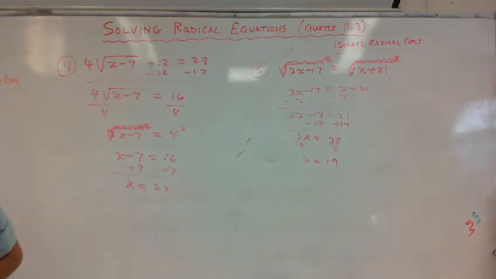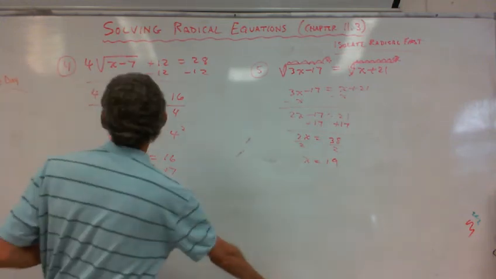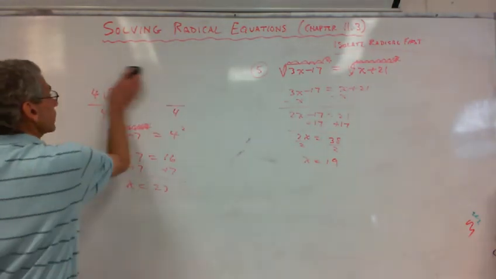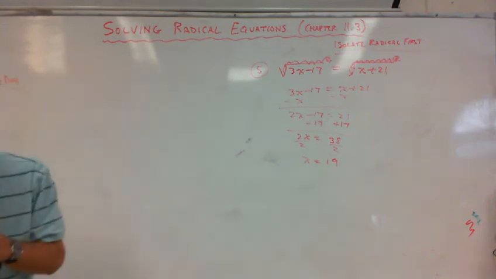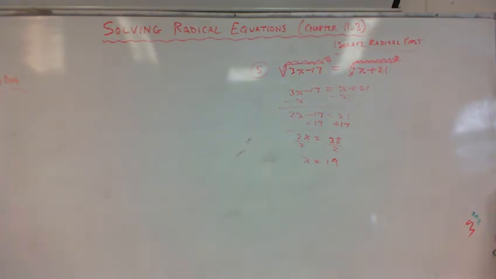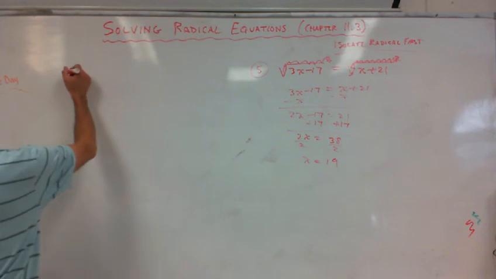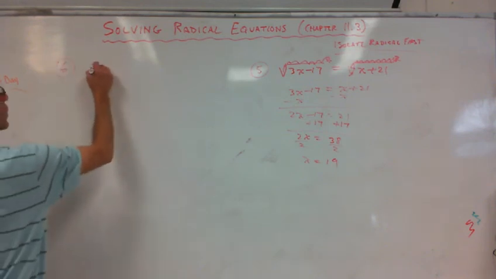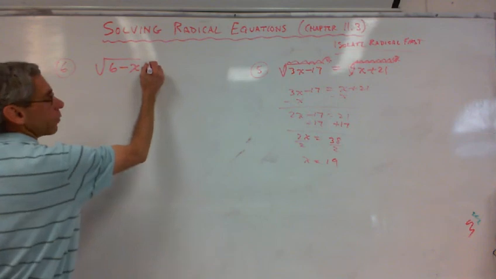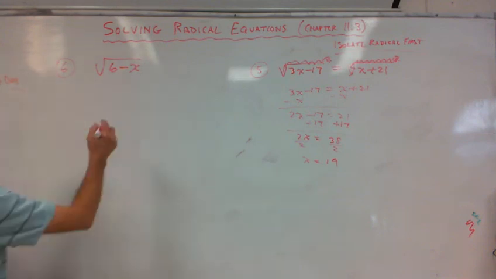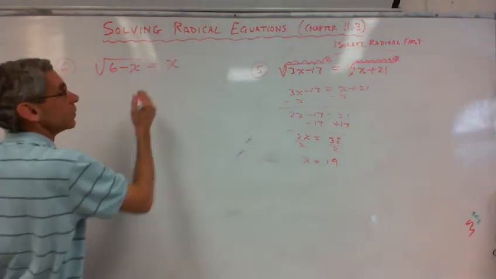Now, there's one last one, which is actually my favorite. And it's something like this. So that was number 5. Let's do number 6. These are really fun because they're just a little more advanced. Square root of 6 minus x equals x. The square root of 6 minus x, wait a minute, hang on. Is that right? Yeah. Equals x.